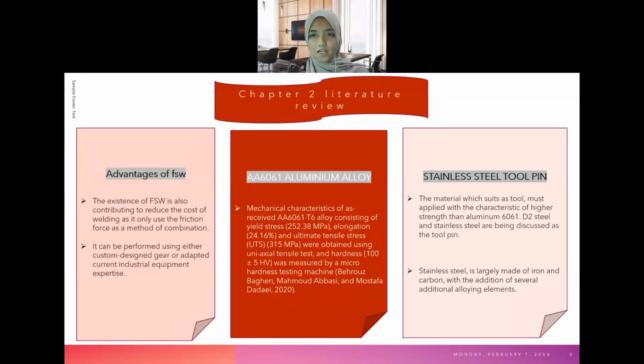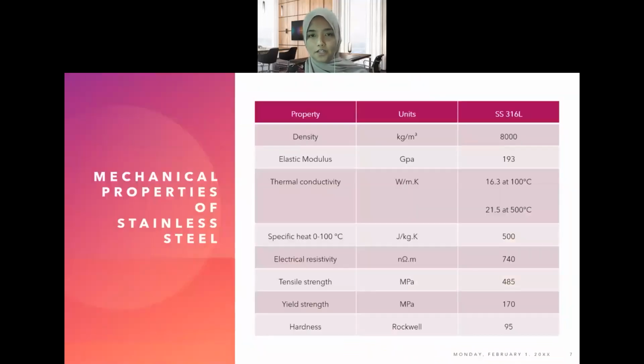For the stainless tool pin, usually people use D2 steel, but instead of the commonly used D2 steel, I chose another with higher strength than the aluminum, which is a tensile steel tool pin. This is because tensile steel is largely made of iron and carbon, with the addition of several alloying elements. It is also said that for the tool pin, we must select a material with higher tensile strength than the aluminum plate of AA6061. That is why I chose the stainless steel tool pin: its tensile strength is 485 megapascal, while aluminum AA6061 is only 290 megapascal.